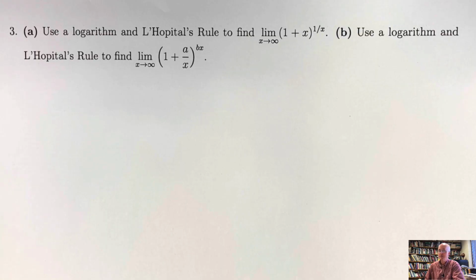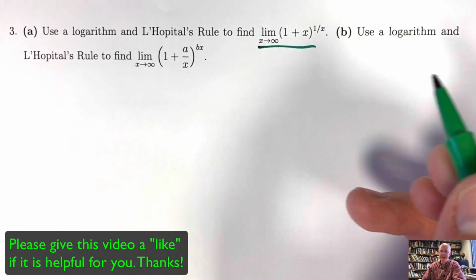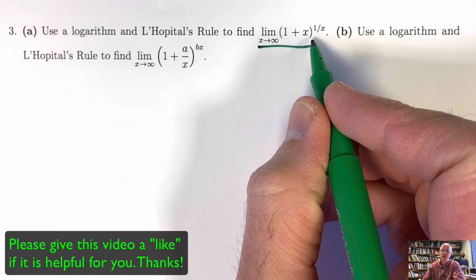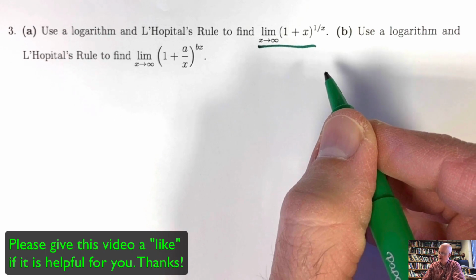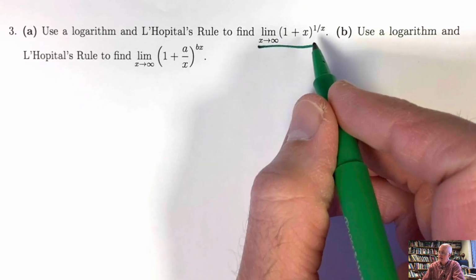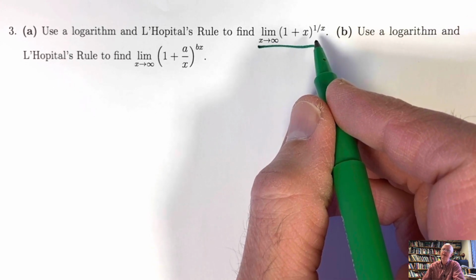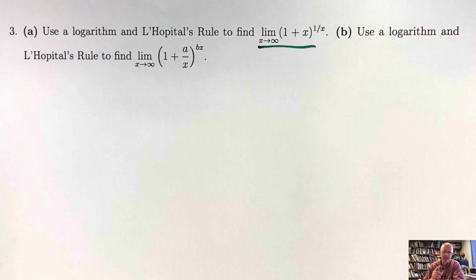Problem 3 involves new kinds of indeterminate forms. In part A, we're looking at the limit as x goes to infinity of (1 plus x) to the 1 over x power. You've got something in the parentheses getting very, very large to a power that's getting very, very small. Now you know that any number to the 0 power is 1, except technically 0 to the 0 power, which is undefined. In fact, 0 to the 0 is an indeterminate form.